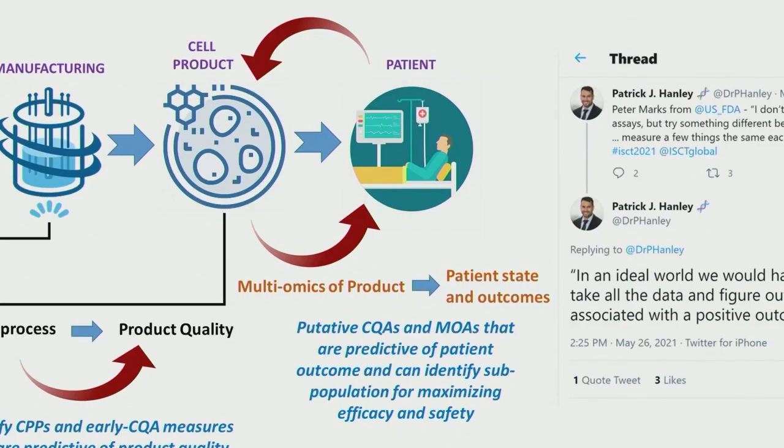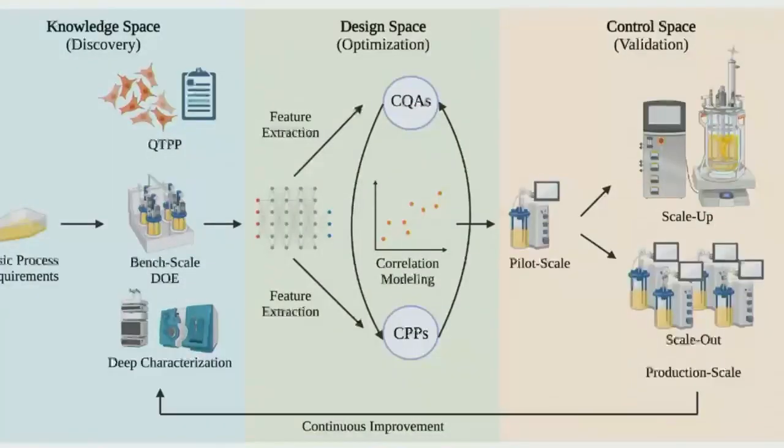And I quote here Patrick Hanley, who I know is here, quoting Peter Marks a few years ago at the ISCT meeting. Peter is essentially saying that in an ideal world, we'll have supercomputers crunching all of these omics data, characterization data, patient data, and really spewing out what are the most correlative factors. That's exactly what we have been doing for the past few years and continue to do in many of the critical cell therapy applications. So this is our process development workflow.